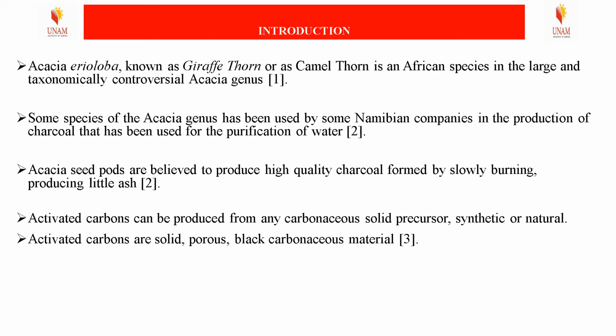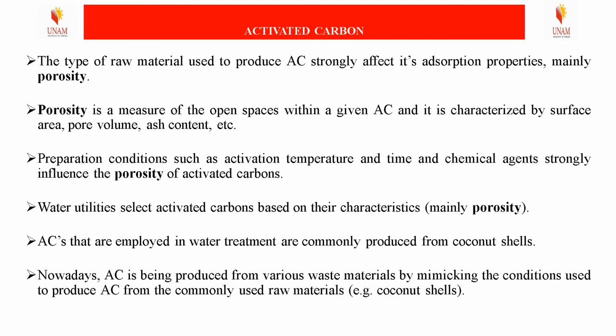Acacia seed pods are believed to produce high quality charcoal formed by slow burning, producing little ash. Activated carbons can be produced from any carbonaceous solid precursor, synthetic or natural. Activated carbons are solid, porous, black carbonaceous material. The type of raw material used strongly affects its adsorption properties. Mainly it depends on the porosity.